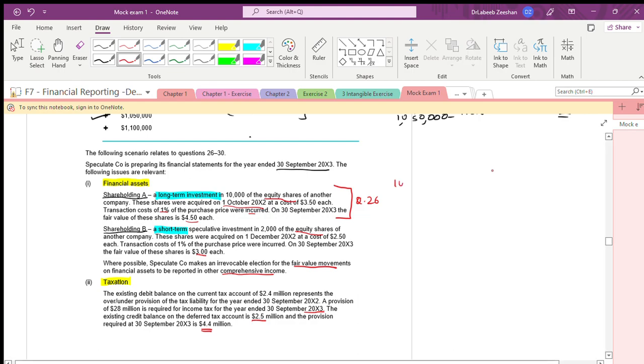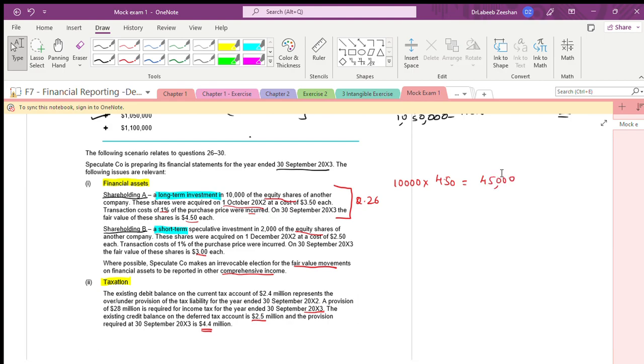It's simple. 10,000 into 10,000 shares they have sold. What is the fair value? 10,000 into 4.5. How much you got? 45,000. Okay, 45,000. Next.